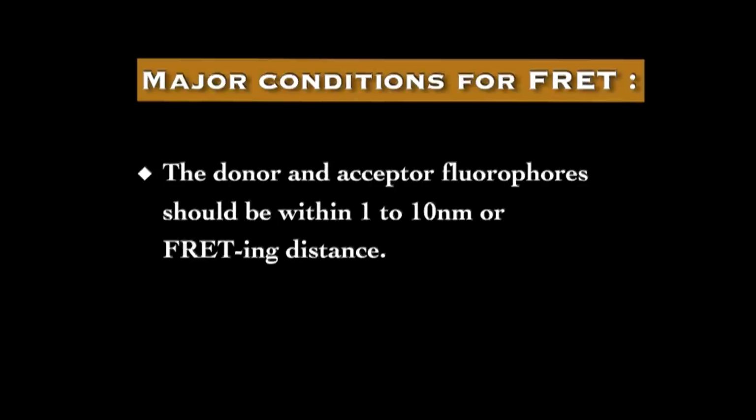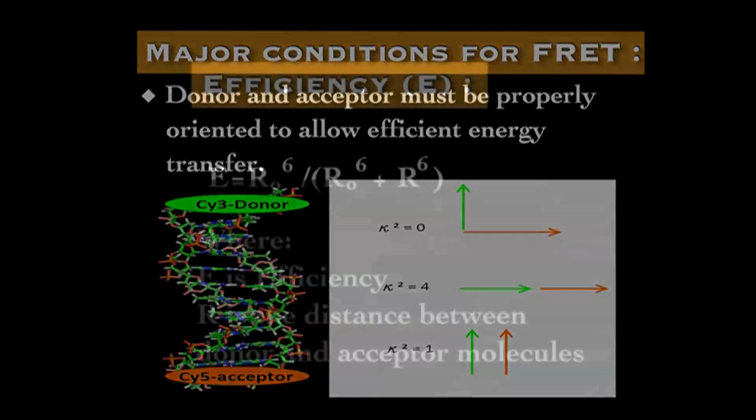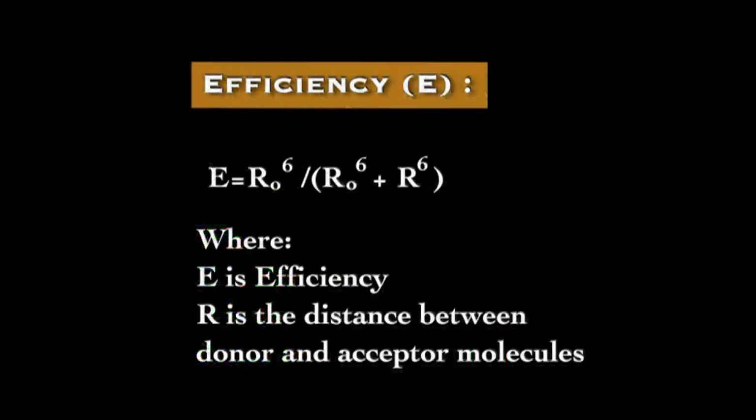The second most important thing is that the fluorophores should be at a very small distance to each other, and this distance can vary from 1 to 10 nanometer. And I should also tell you that because of this, it helps in providing extra resolution, and this is a very important assay to see protein-protein interactions. The third important point for FRET to occur is that the fluorophores should be properly oriented. The efficiency of energy transfer in case of FRET is equal to R0 to the power 6 by R0 to the power 6 plus R to the power 6.